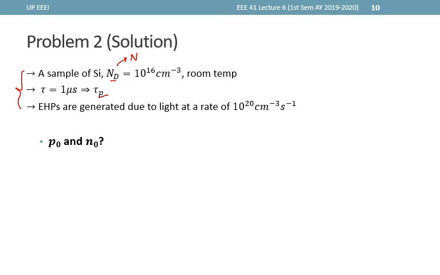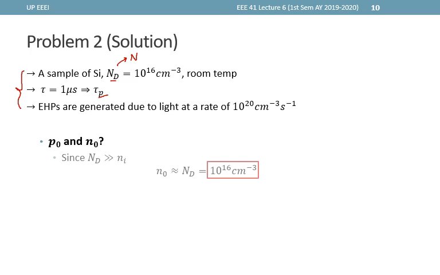Also, electron hole pairs are generated due to light at a rate of 10 to the 20 per cubic centimeter per second. So first, what are the values of P naught and N naught? Again, these are the values at thermal equilibrium. So we'll disregard first the given that electron hole pairs are generated due to light. We'll assume that no electron hole pairs are generated due to light first.